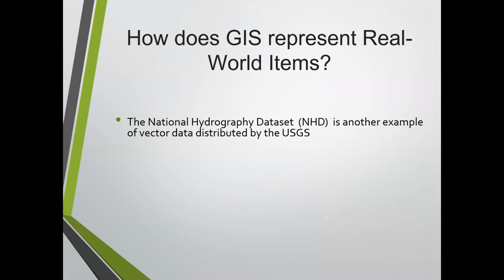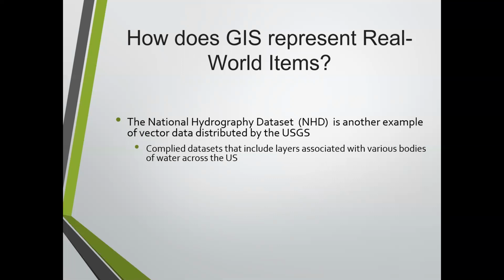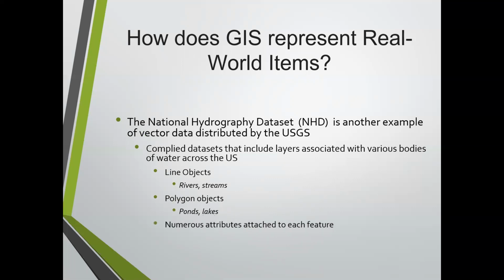So here's another one that your author talks about that's also free, the National Hydrography Data Set. This is also distributed by the USGS. This is dealing with water boundary type stuff primarily, and it's got layers associated with various types of water boundaries. So you have line objects, such as rivers and streams, and polygon objects, which would be things like ponds and lakes. And then this one will have attributes attached to it.